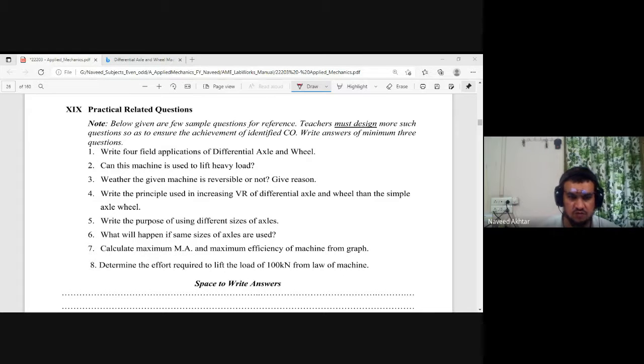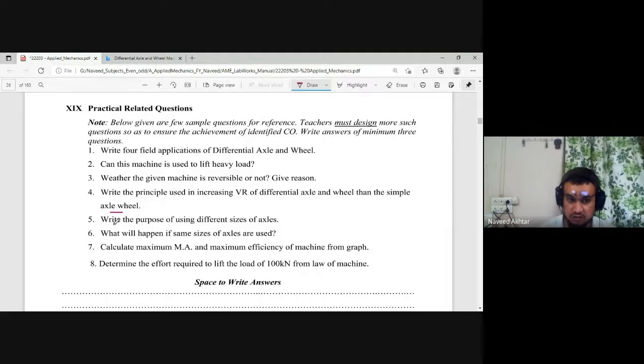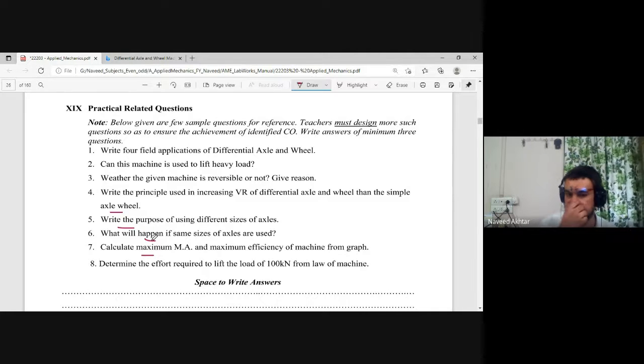Then you have to answer and write the principle used in increasing the velocity ratio of the differential wheel and axle. It is a simple wheel and axle that you have to write down, and then write the purpose of using differential sizes of axles. What will happen if the same size of axle is used? Calculate the maximum efficiency of the machine from the graph.